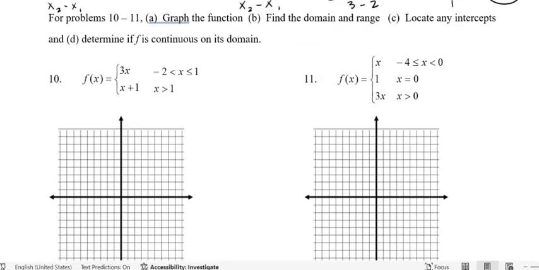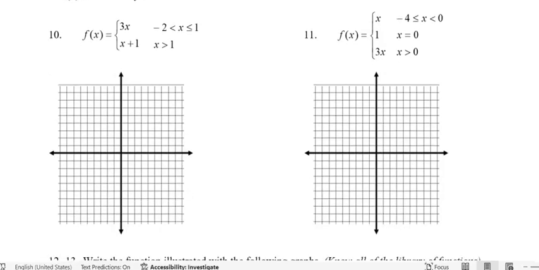All right, let's get the graph of number 10. This would be the graph of, just think of y equals 3x, that linear function that would have a y-intercept of 0 and a slope of 3.